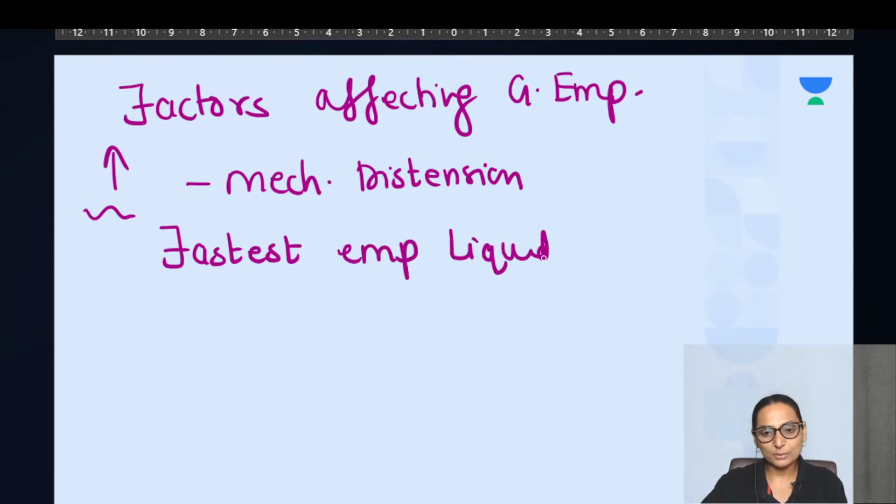Yes, Monica, very good, beta. That even gastrin increases the gastric motility.